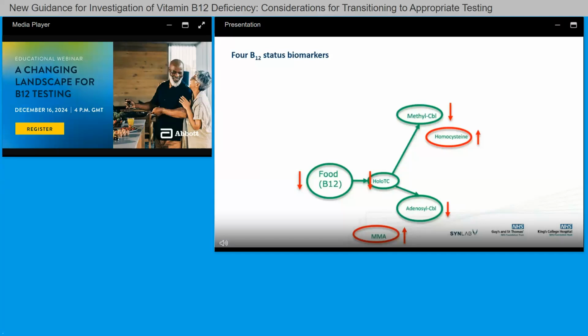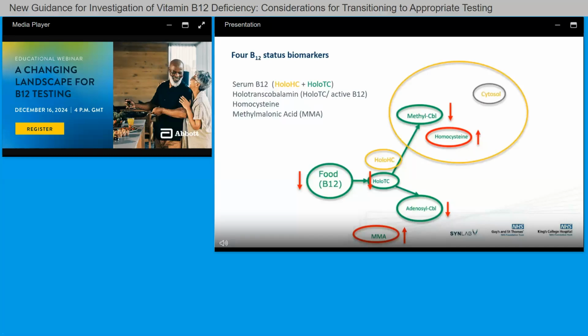So we now have 4 B12 status biomarkers. We have serum B12, which we now know reports a total of holohaptocorrin and holotranscobalamin. We have holotranscobalamin itself, which in the laboratory is known as active B12. So active B12 and holotranscobalamin are the same thing. We have homocysteine, which is a functional marker of B12 status, so that's telling us what's going on in the cells, in the cytosol. And we have methylmalonic acid, which is also a functional marker of status and tells us what's going on in the mitochondria.